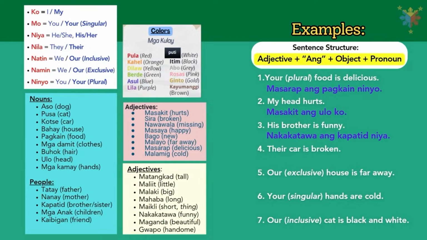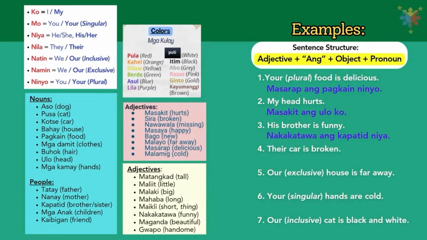Nakakatawa ang kapatid niya. So kapatid is one of those words that's gender neutral. If you wanted to be specific and say brother, this sentence is perfectly fine, but you could go further and say, nakakatawa ang kapatid na lalaki niya. Or nakakatawa ang kapatid niya na lalaki. But usually you can just say, nakakatawa ang kapatid niya.